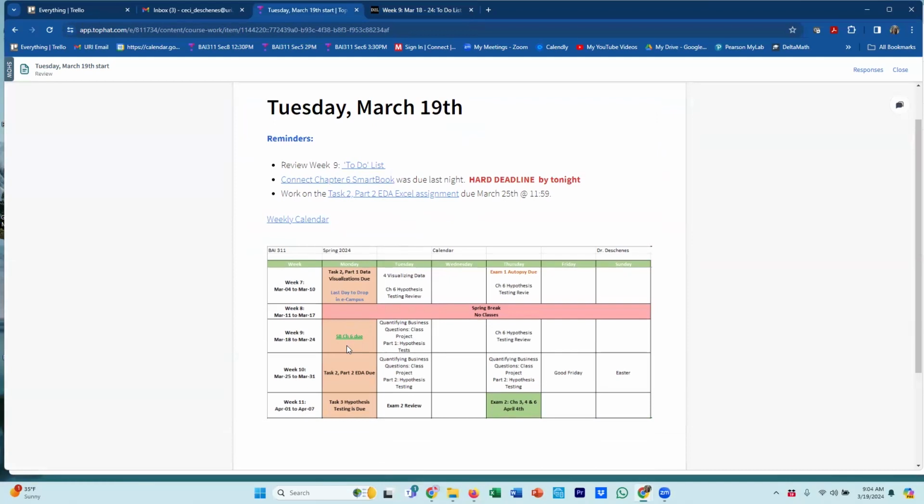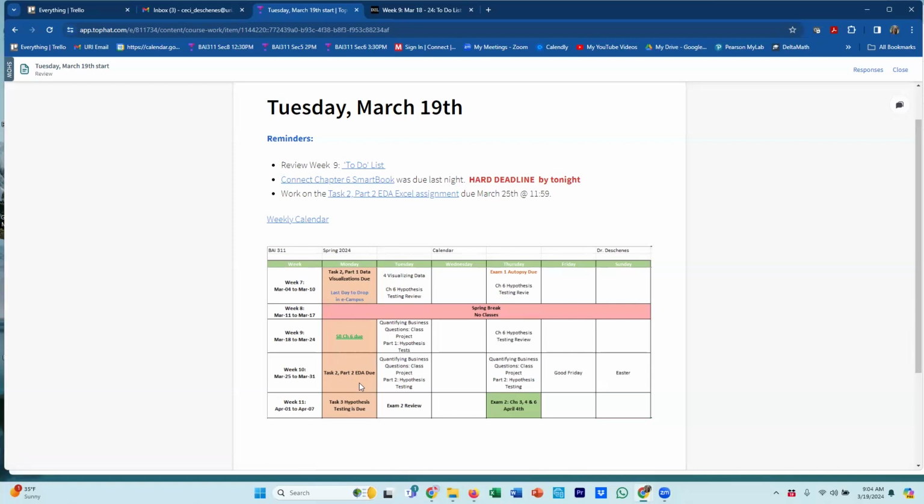The soft deadline for the smart book reading on chapter 6 was last night, so hopefully you've completed that and have reviewed everything regarding hypothesis testing that's in that chapter. The hard deadline is tonight, so if you didn't realize you had to do it last night, you still can do it for tonight. And the main thing that you want to start working on is the task 2, part 2, exploratory data analysis assignment.